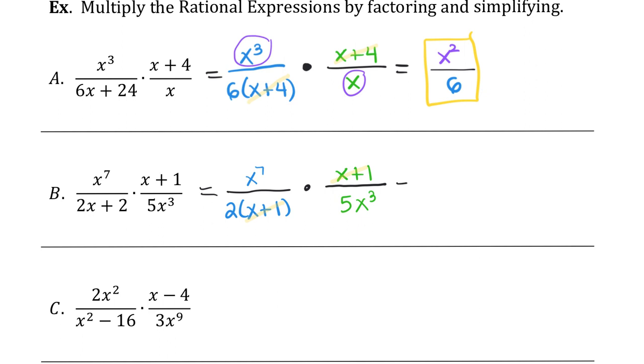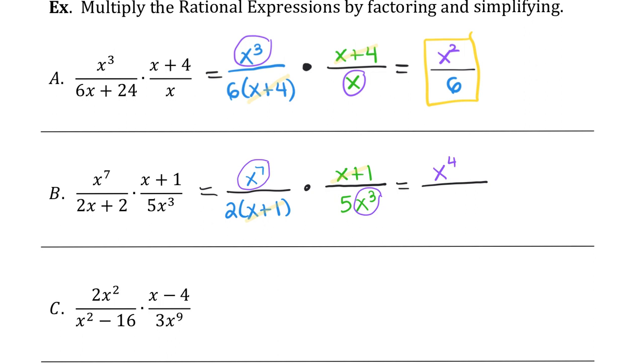Okay, now it looks like it can also cancel some x's. So let's look at the x's. I have x to the 7th at the top. I have x to the third at the bottom. There are more x's at the top. So I'm going to leave my answer at the top. If I do 7 minus 3, I end up with x to the 4th at the top. Or you can say, if I cancel out x to the third, I'm left with x to the fourth.